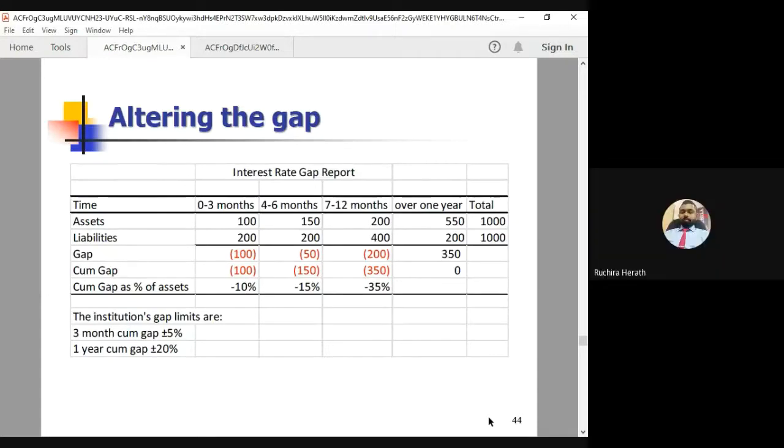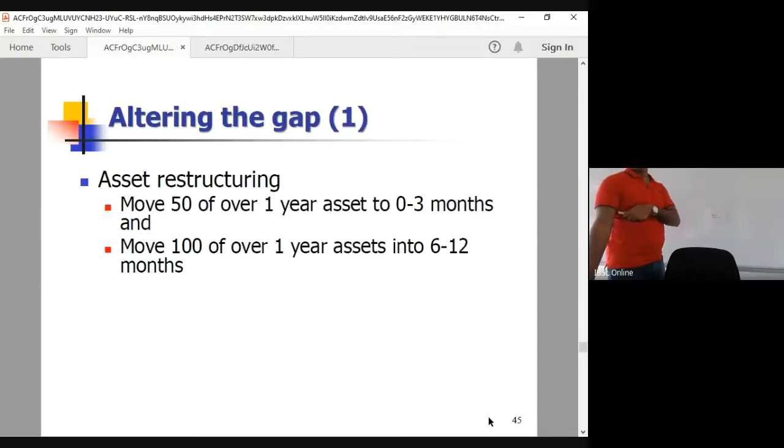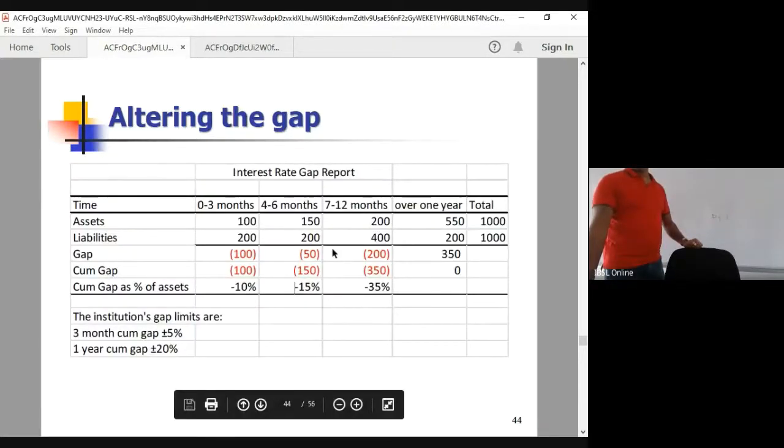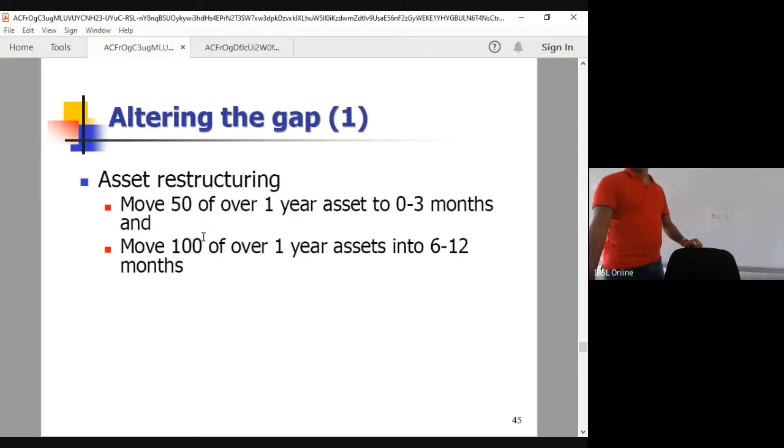Okay, sir. So basically the movement of assets and liabilities is very simple. You move, say for example, 50 over 1 year, 2, 3, and 50. Move 50 of 1 year assets to 3 to 6 months. So you take your one from here, you move it here, and move 100 of your 1 year to 6 to 12 months.